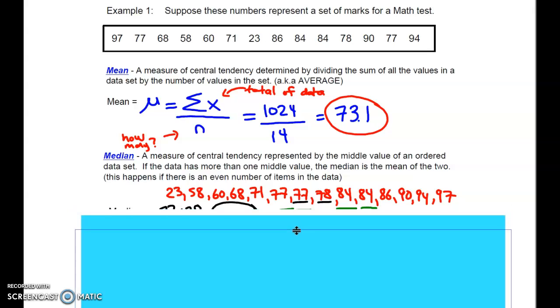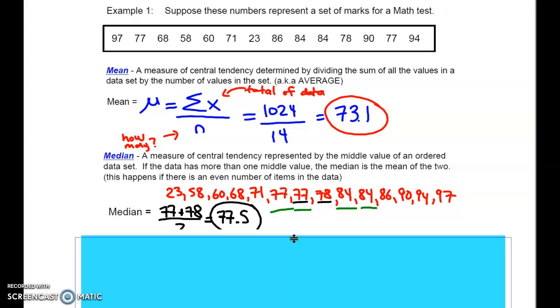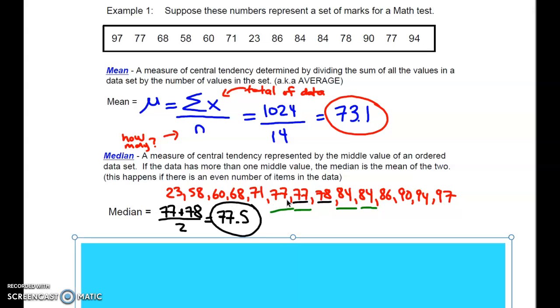And when you do this, you should see that the middle numbers, where there's the same amount of numbers on the left as on the right, are 77 and 78. Okay, that's our middle numbers. See how there's 1, 2, 3, 4, 5, 6 on the right, and there's 1, 2, 3, 4, 5, 6 on the left, right?